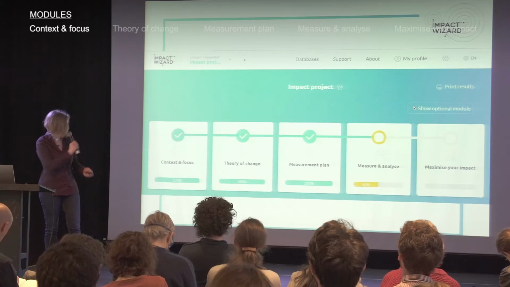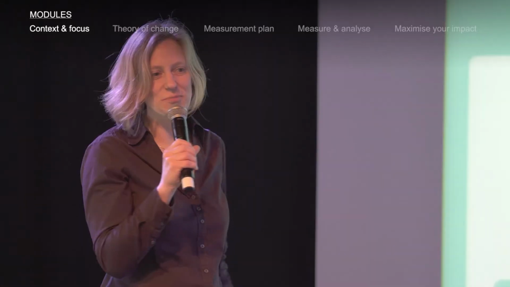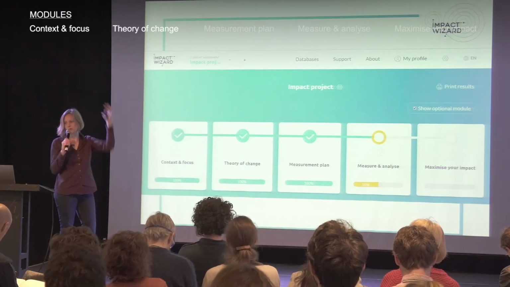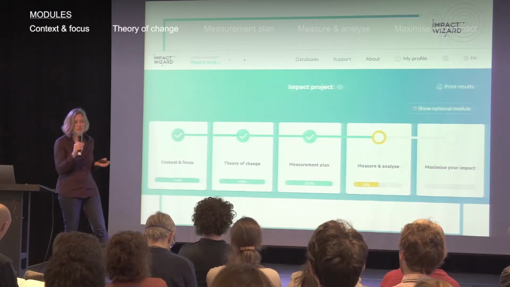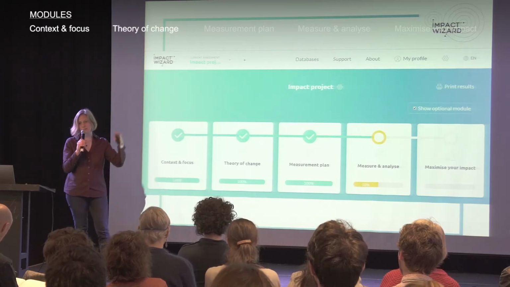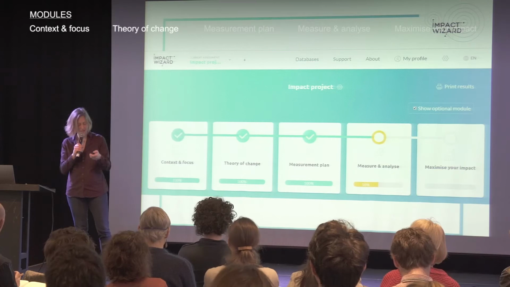Okay. The next module: how to build your theory of change. How to make a logic from your problem analysis. What are the needs of your target groups? What are you doing to fulfill those needs? And what are the outcomes that you want to realize?